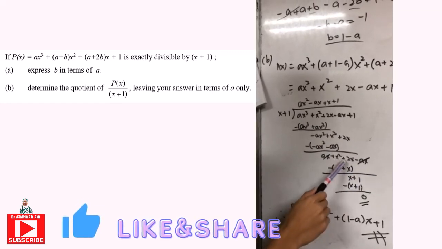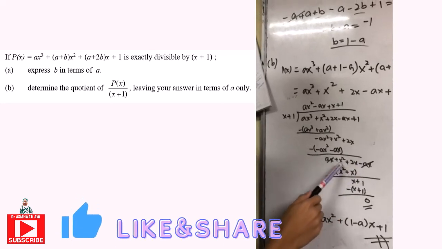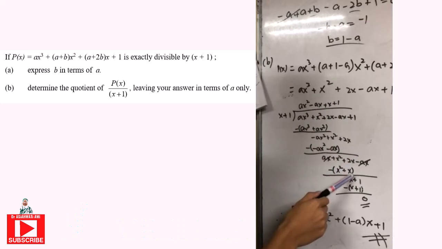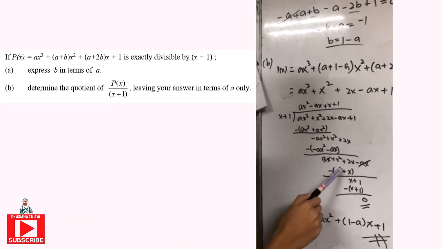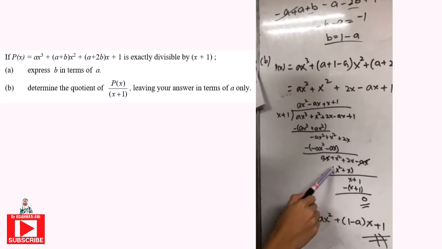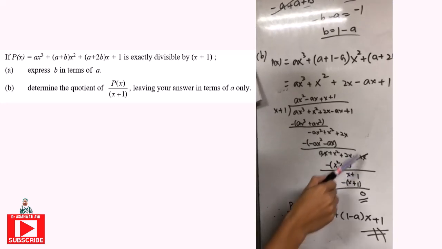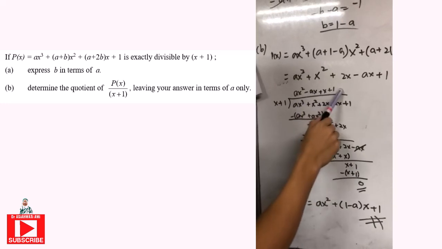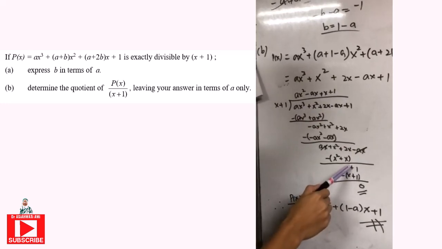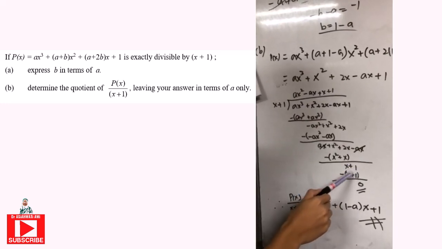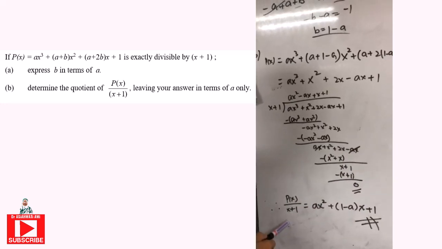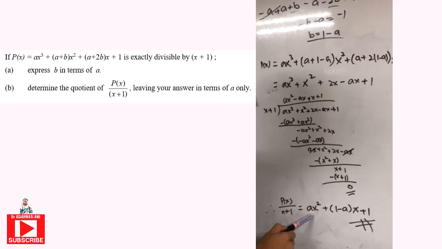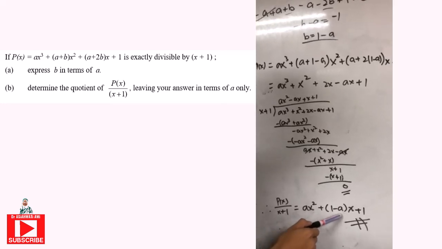And then we left x squared plus 2x. To get x squared, we need to times x with x. So we get x squared plus x. And then x squared minus x squared, we get 0. 2x minus x, we get x. And then we write down the 1. And then we times x plus 1 with 1, so we get x plus 1. x minus x, we get 0. 1 minus 1, we get 0. So we write out our final answer. p(x) divided by x plus 1 is equal to ax squared plus 1 minus a x plus 1.